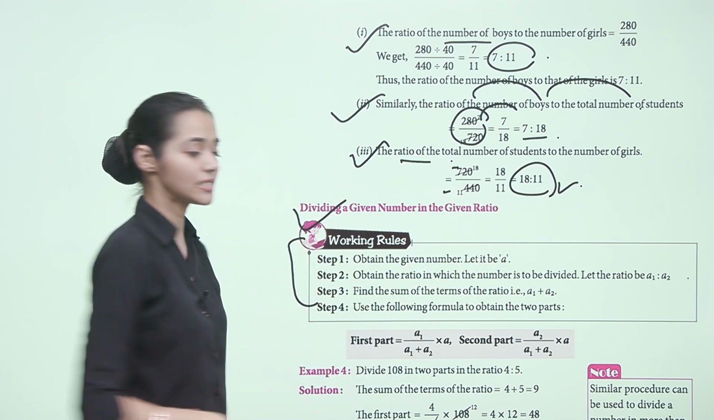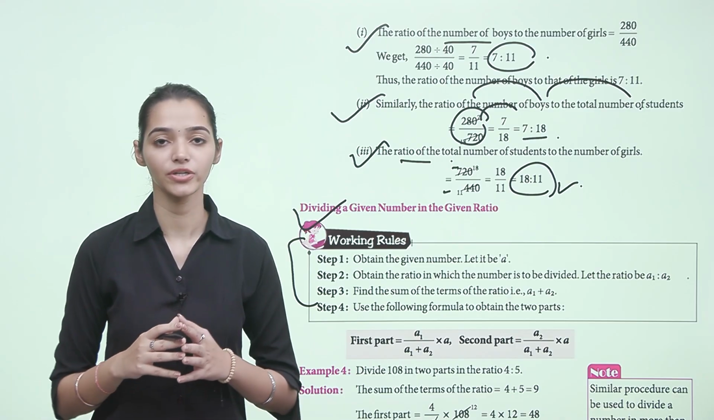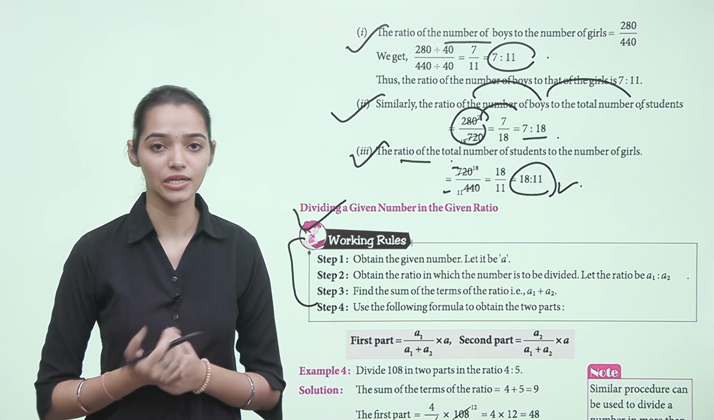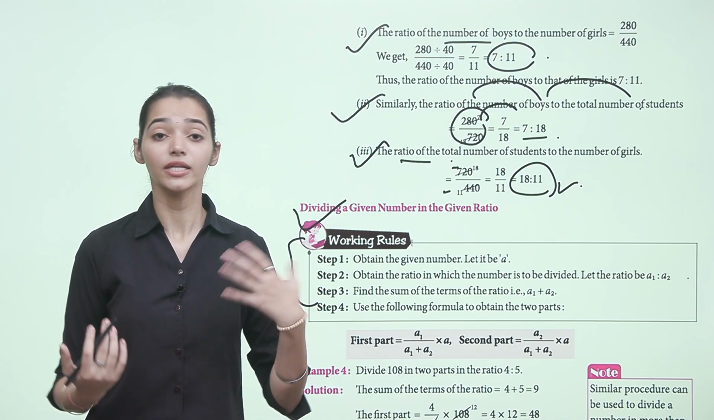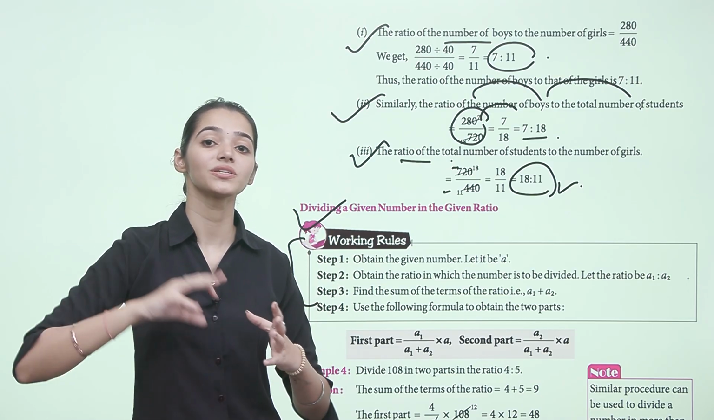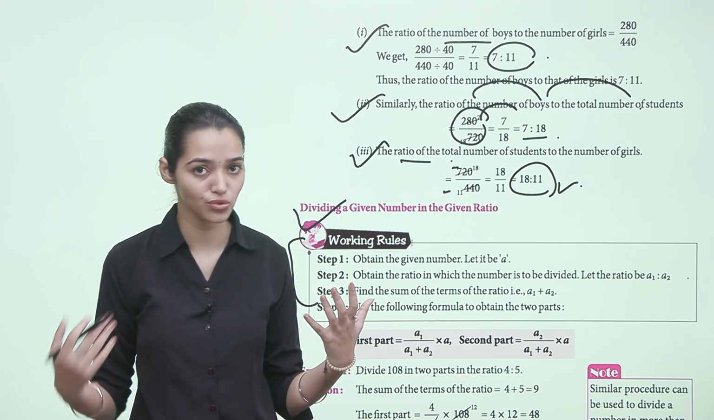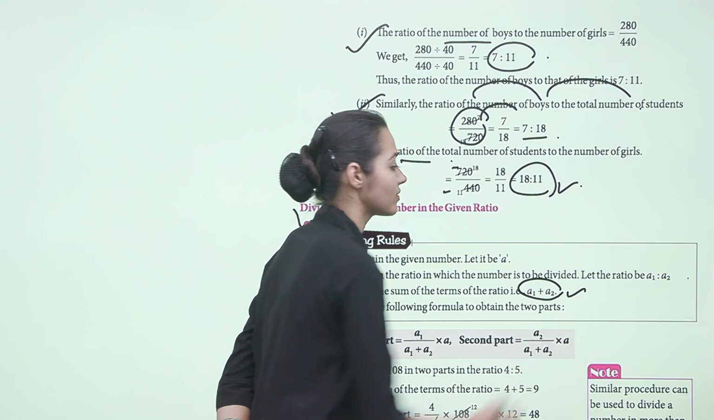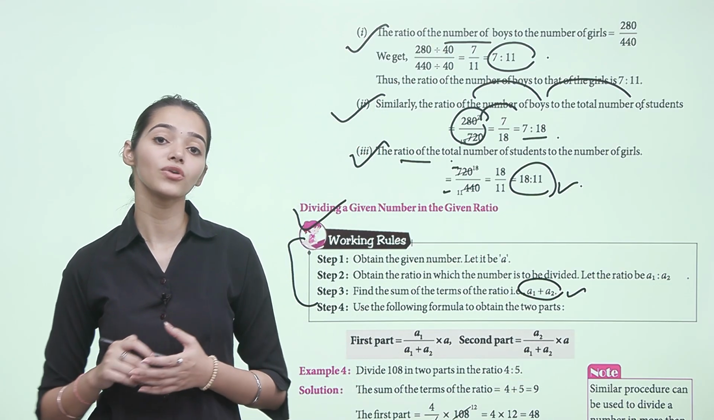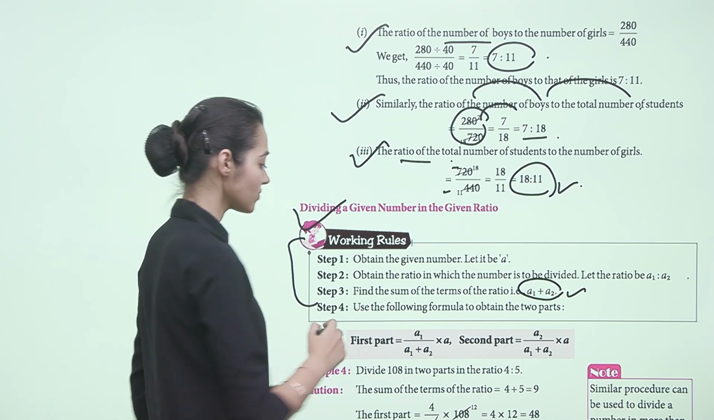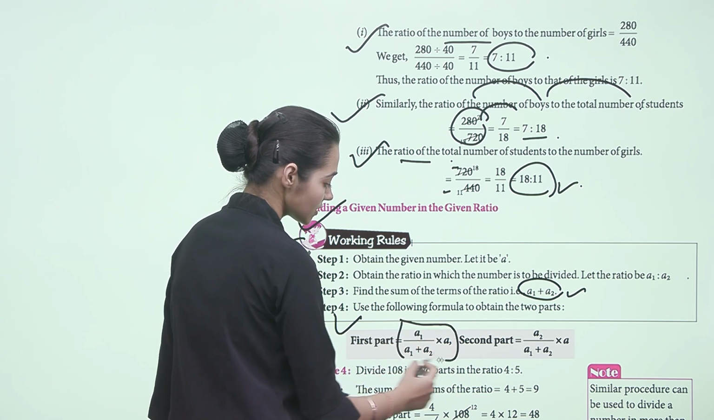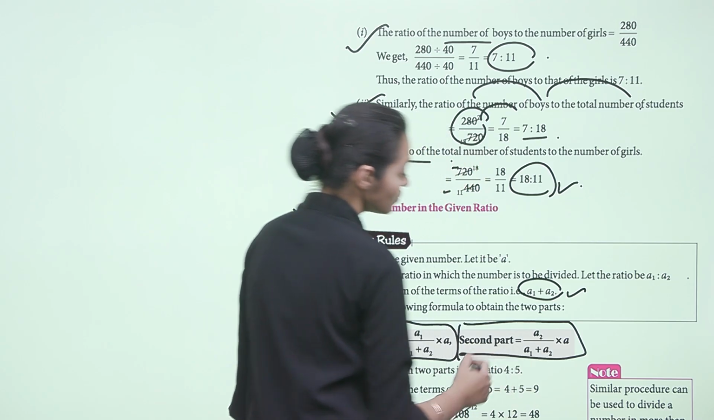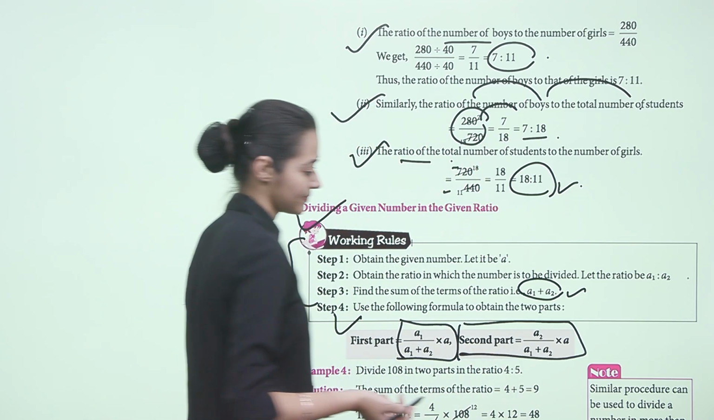Now let's start with dividing a given number in a given ratio. Here are the working rules. Step 1: firstly we obtain the given number, let it be A. Then we obtain the ratio in which the number is to be divided, and let the ratio be A1:A2. Then we find the sum of the terms of the ratio, that is A1 plus A2. Then we use the following formula to obtain the two parts. The first part is A1 upon A1 plus A2, into A, and the second part is A2 upon A1 plus A2, into A.